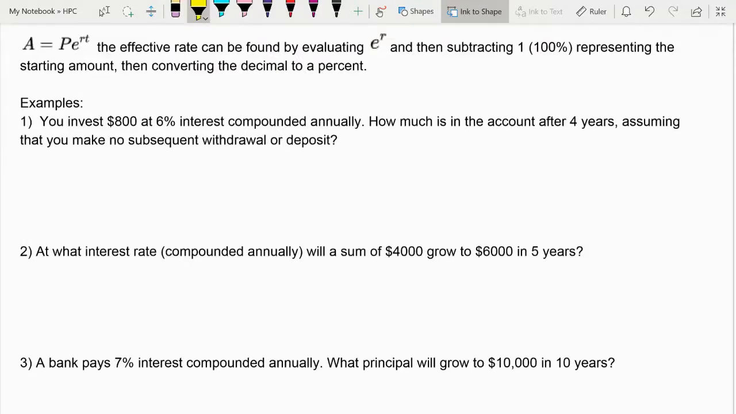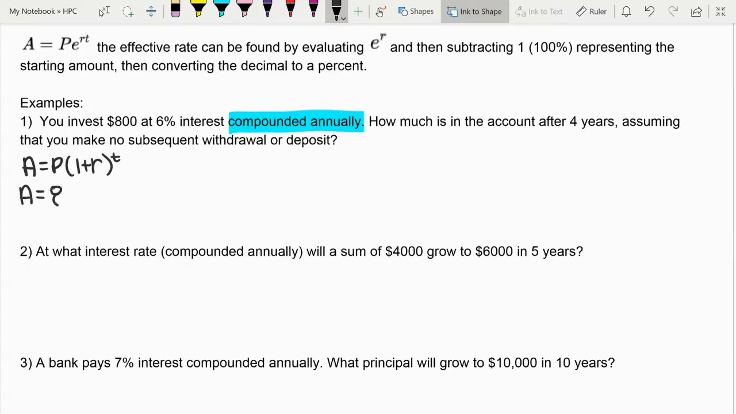Example 1, you invest $800 at 6% interest compounded annually. How much is in the account after 4 years, assuming that you make no subsequent withdrawals or deposits? All right, so since we are compounding annually, I am going to be using A is equal to P times 1 plus R raised to the power of T. Okay, so we want to know how much is in the account after 4 years. So I'm solving for A, that ending amount.